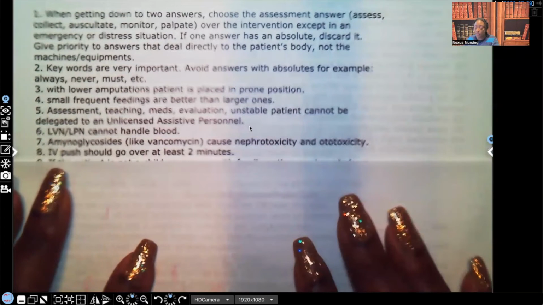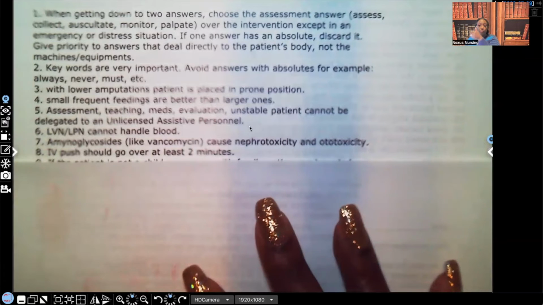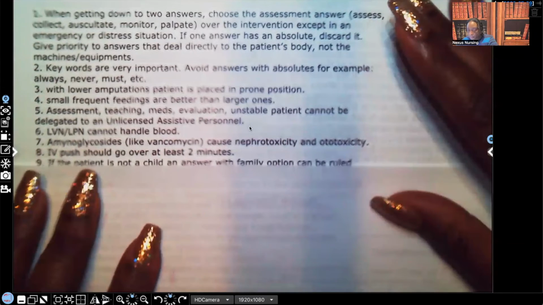Number 8, IV push should go over at least 2 minutes. I think as nurses, you guys hear push and you think it means just to push that medication. But no, remember, this medication is going directly into that patient's bloodstream. You're not trying to kill them.